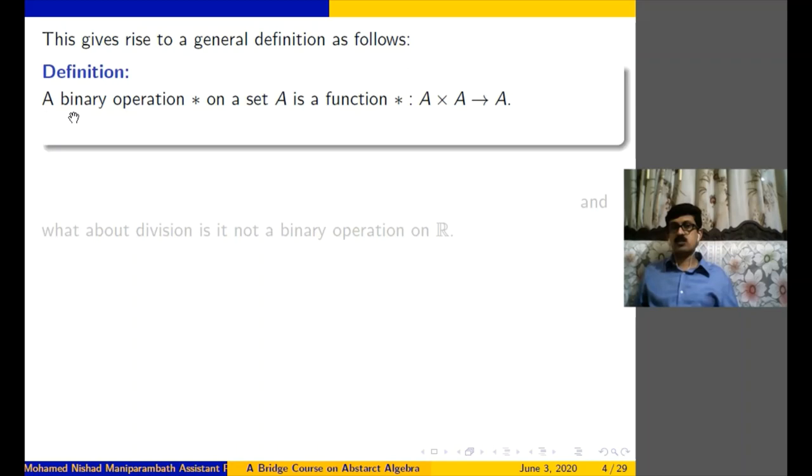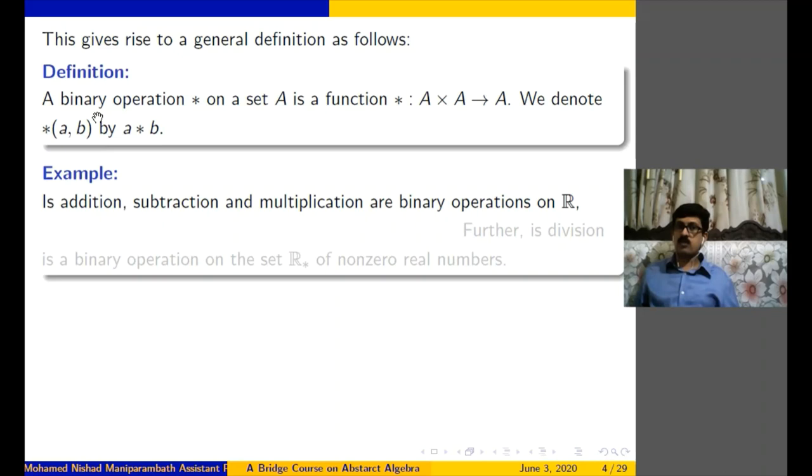A binary operation star on a set A is a function star from A cross A to A. Because the domain is A cross A, the element of the domain is the ordered pair AB. So star is a function from A cross A to A, that means star of AB gives a new element A star B, that should be another element belonging to A. Then we can say that star is a binary operation.